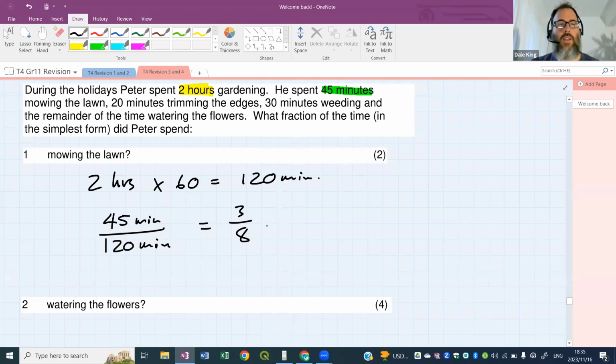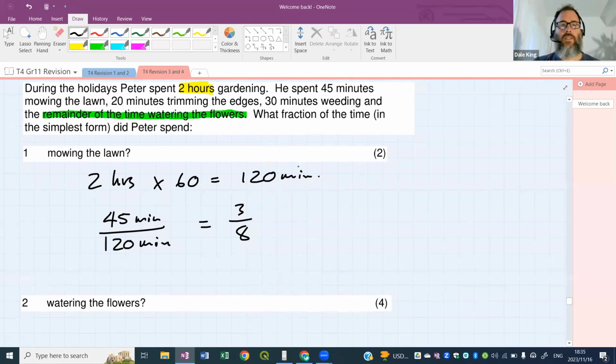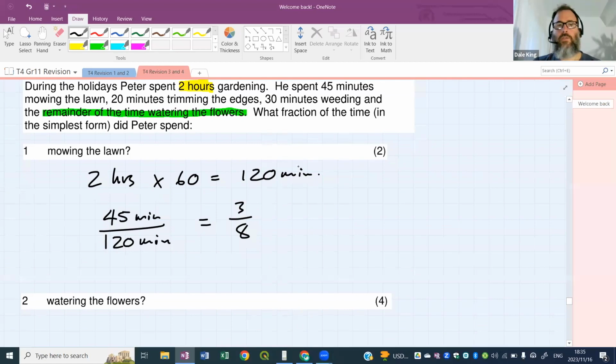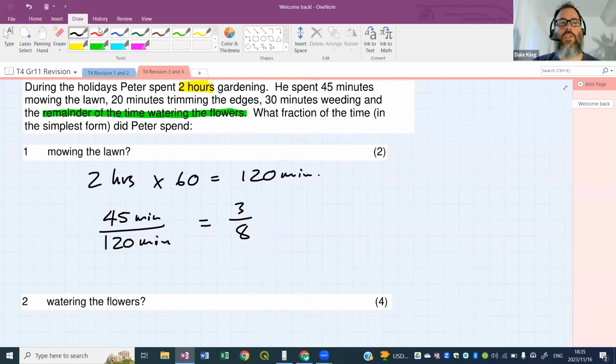Okay, look at the next one. What fraction of the time in its simplest form did Peter spend watering the flowers? Watering the flowers is the remainder of the time. So you've got to do a little bit of work first. They don't just give you how much time he spent watering the flowers. You're going to have to do some calculations first to get that time.